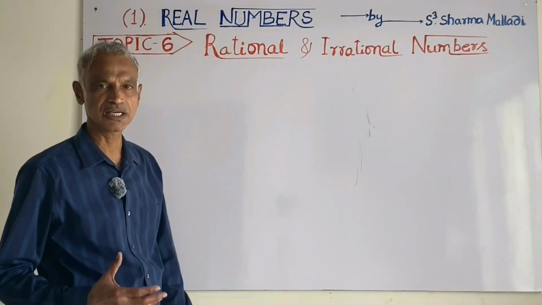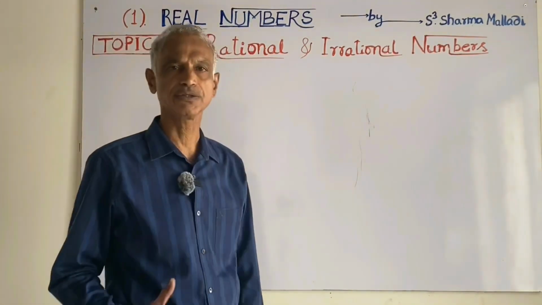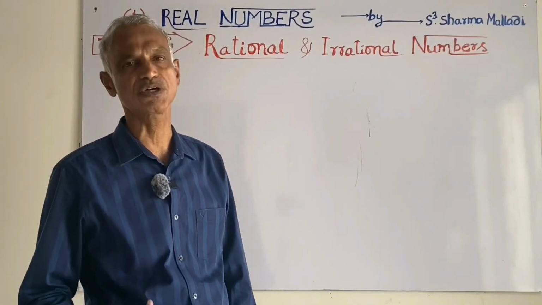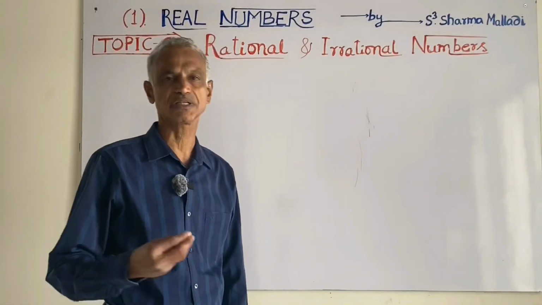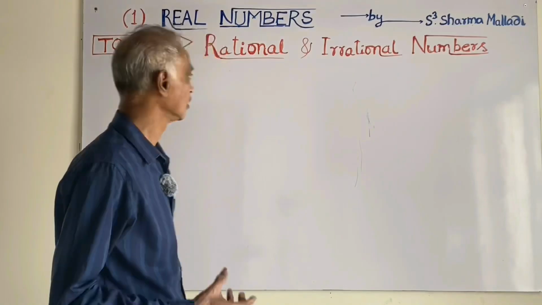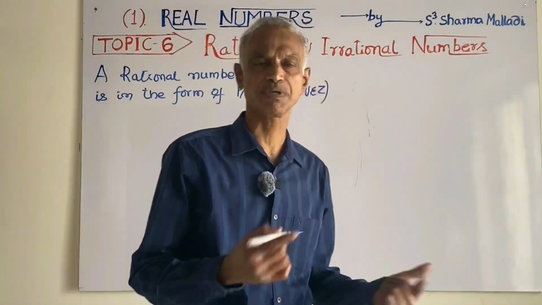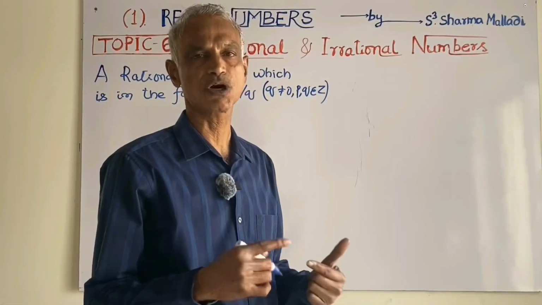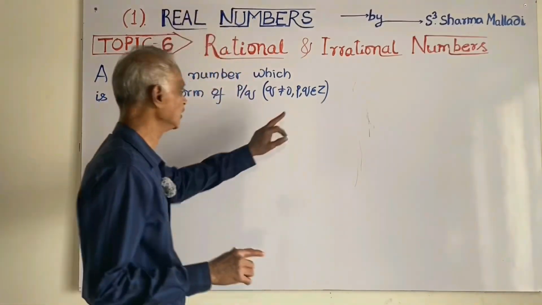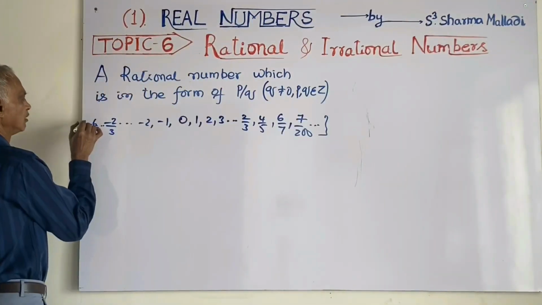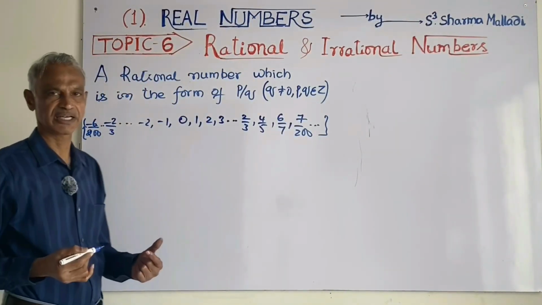Rational and irrational numbers. Already you know what a rational number is: a ratio of integers, and the denominator should not be equal to 0. A rational number is in the form of p by q, where q is not equal to 0, and p, q are integers. All these numbers are rational numbers.